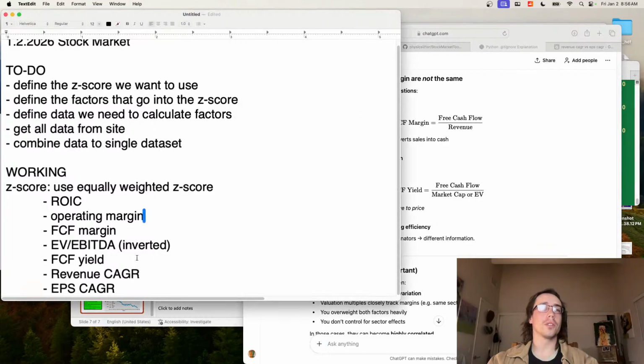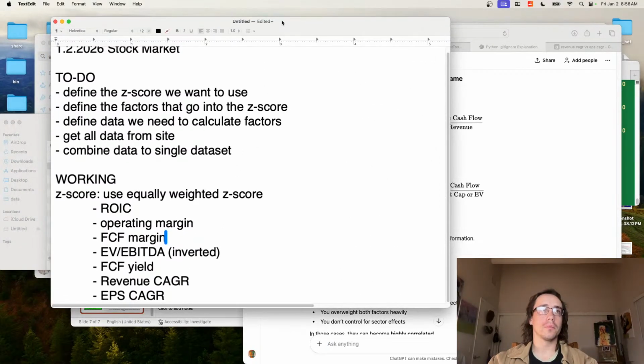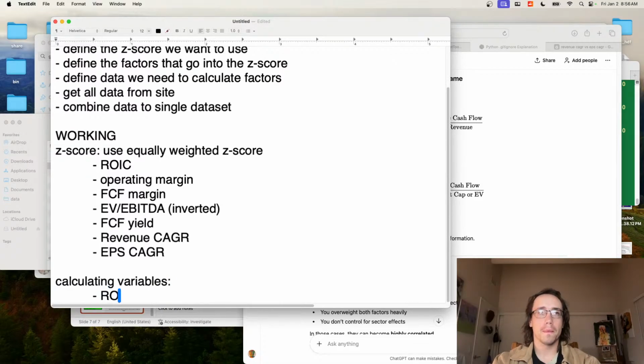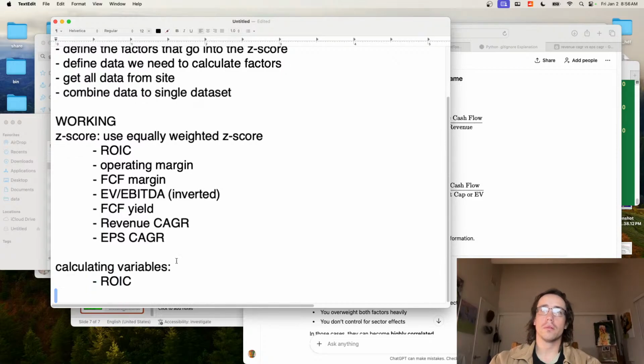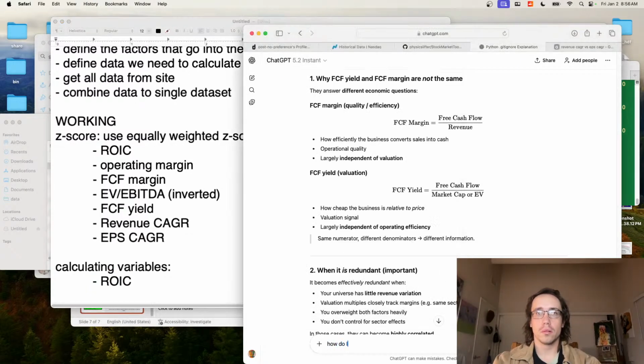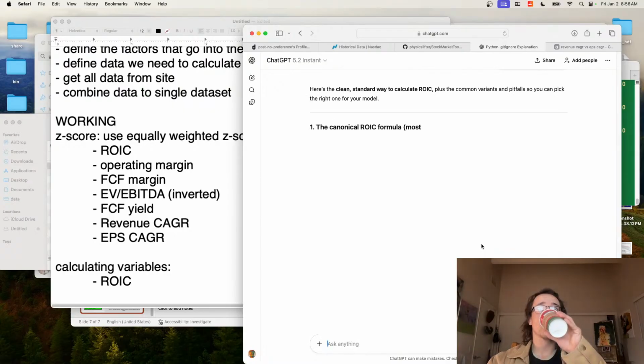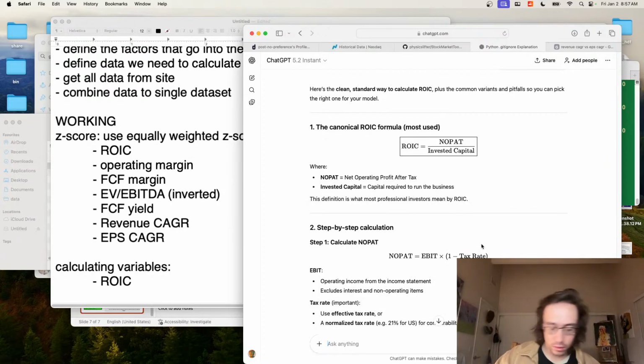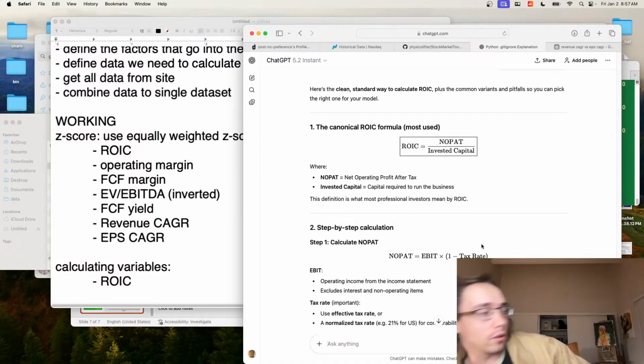Okay, so this is what we need now. Calculating variables. I'm going to go to the bathroom real quick and grab my earphone.